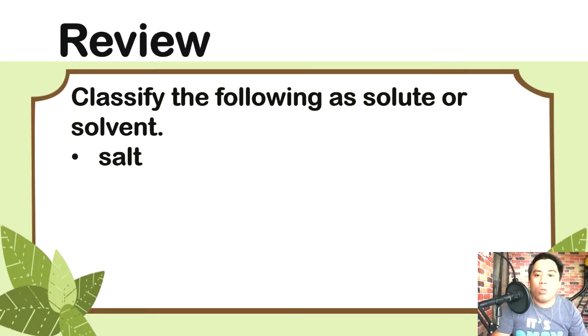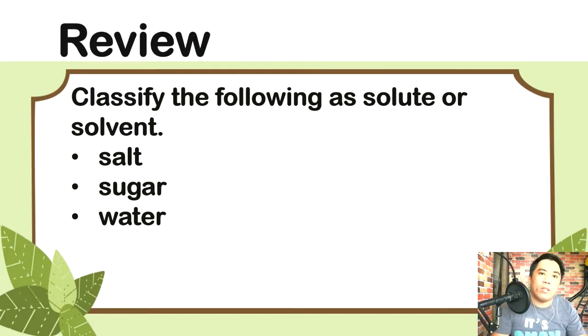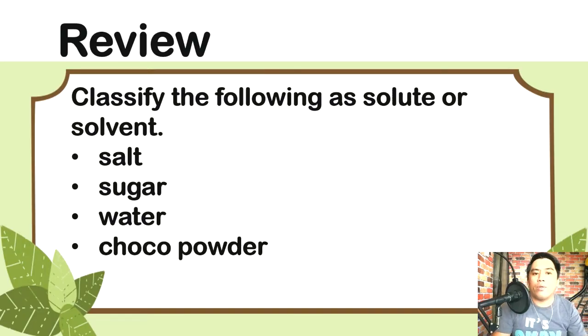Number 1, salt. A solute or a solvent? Okay, very good. So, salt is a solute. Number 2, sugar. Sugar is a solute or a solvent? Okay, sugar is a solute. Number 3, water. Solute or solvent? Very good. So water is a solvent. So the universal solvent. Number 4, choco powder. So choco powder is a solute.